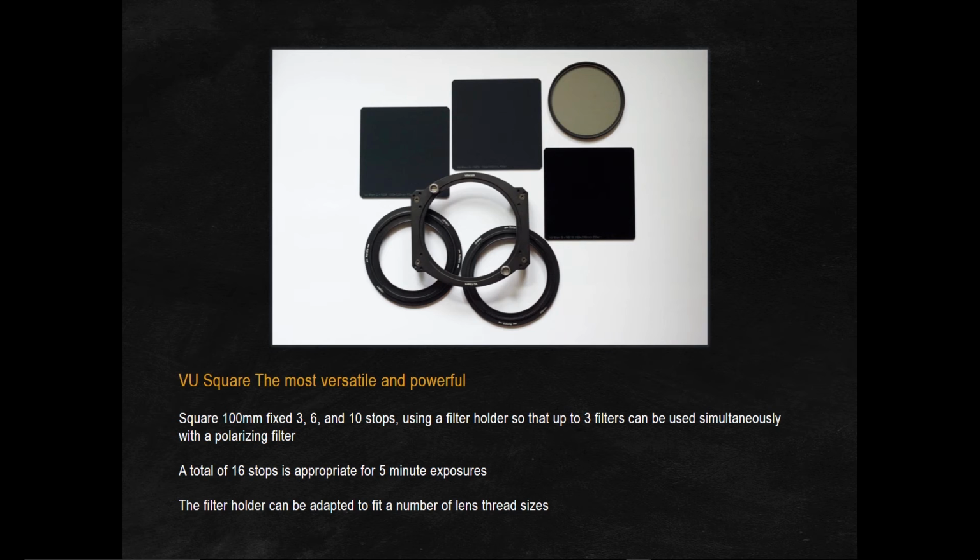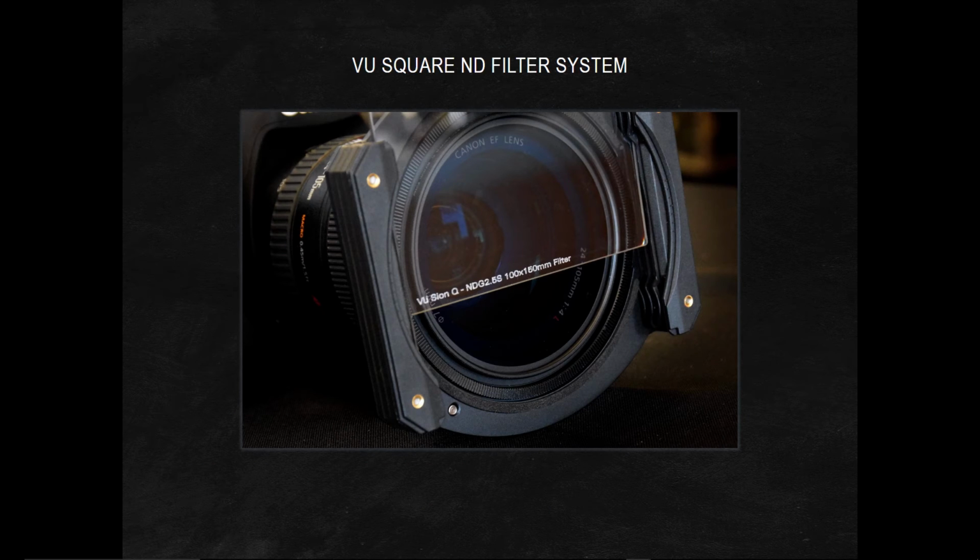Now up in the upper right hand corner you see a round filter. That is also a View filter. That is the View circular polarizer. And what is unique and really nice about the View filter holder is that the circular polarizer can be used in the holder along with the square drop-in filters. So if we look here, I've got the holder on a lens, I've got a View neutral density graduated filter on there, which is dark at the top and goes to clear at the bottom so that you can darken up the sky without affecting your foreground.